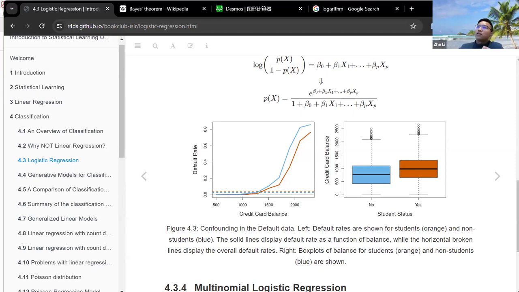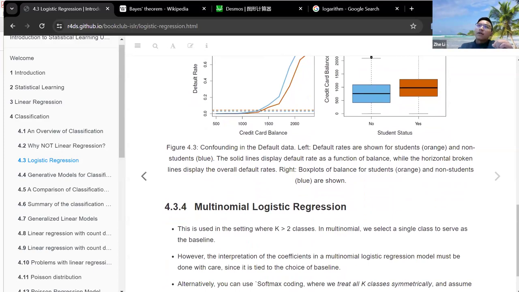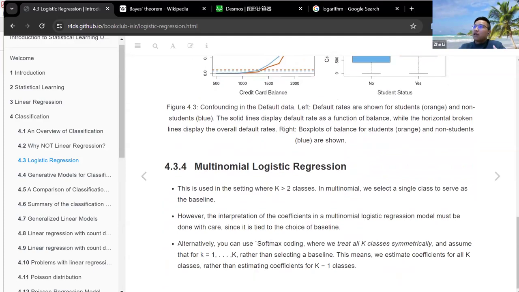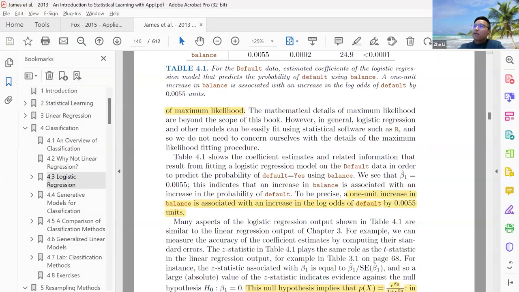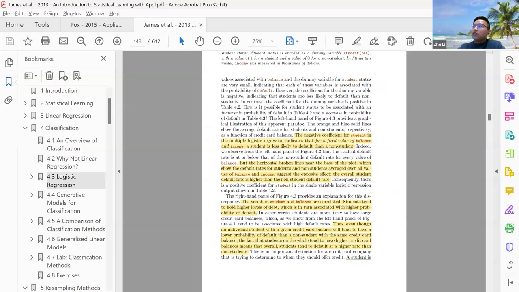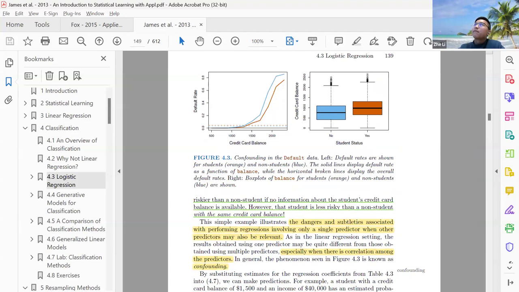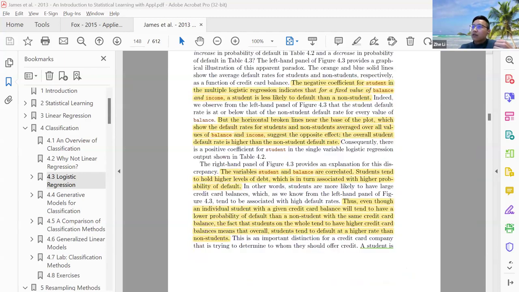However, if we set the credit balance to a specific level, such as 1500, we can see that if the person is a student, they will tend to have a lower default rate than the non-student. So this is a case of multiple logistic regression, but there will be some confounding here that will be discussed more specifically. So we'll turn back to the book, let me check.